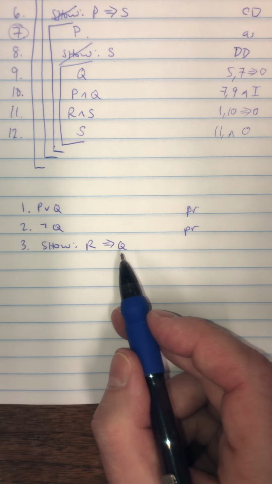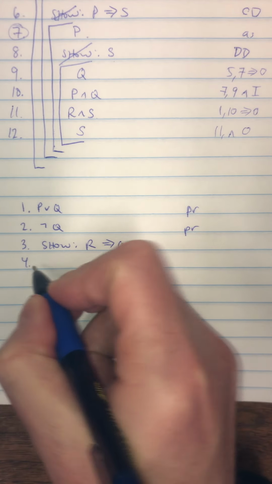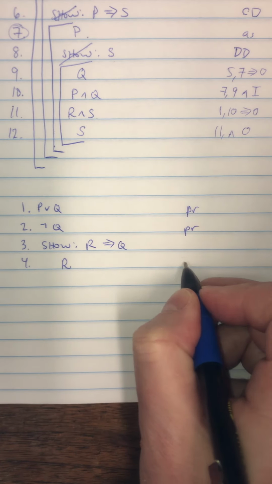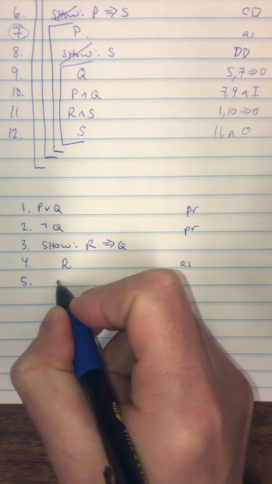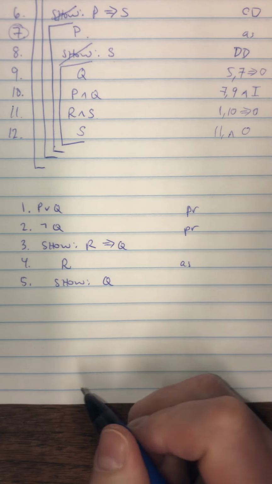Well, it's a conditional. The main connective is an if-then. So we're going to do conditional derivation just as we're now used to. We're going to assume R and try to show Q. And let's see how this proceeds.